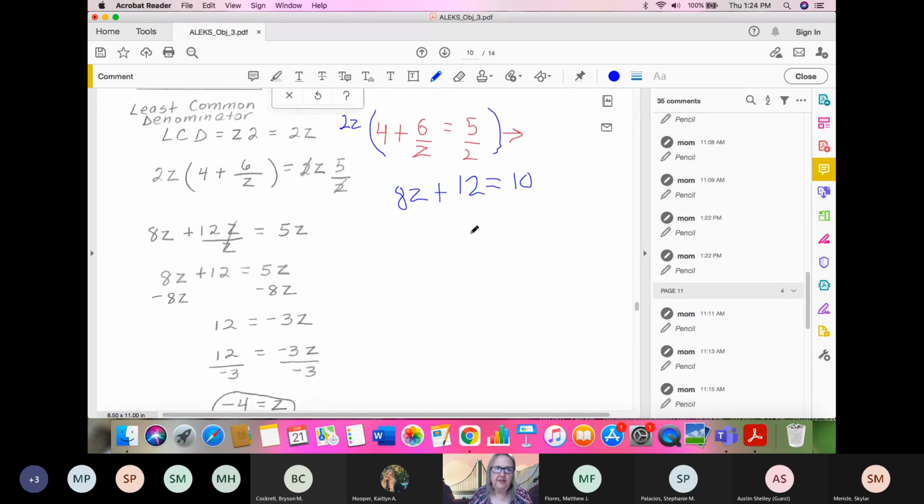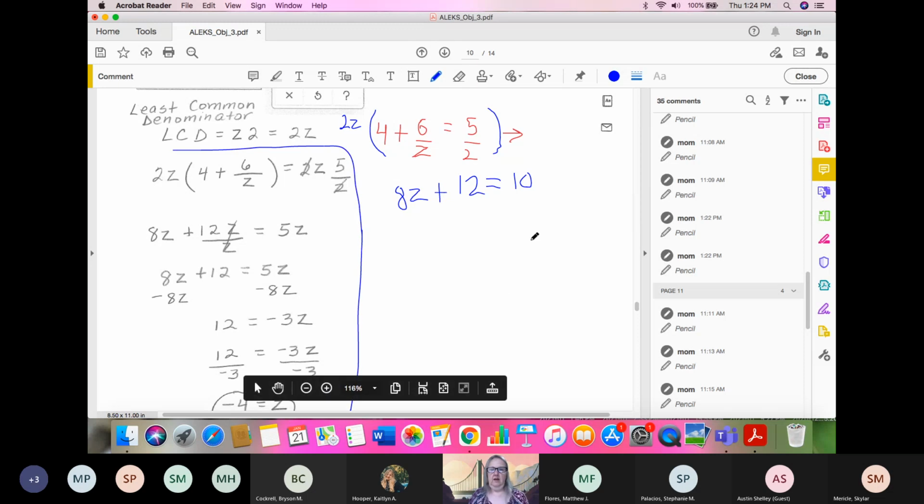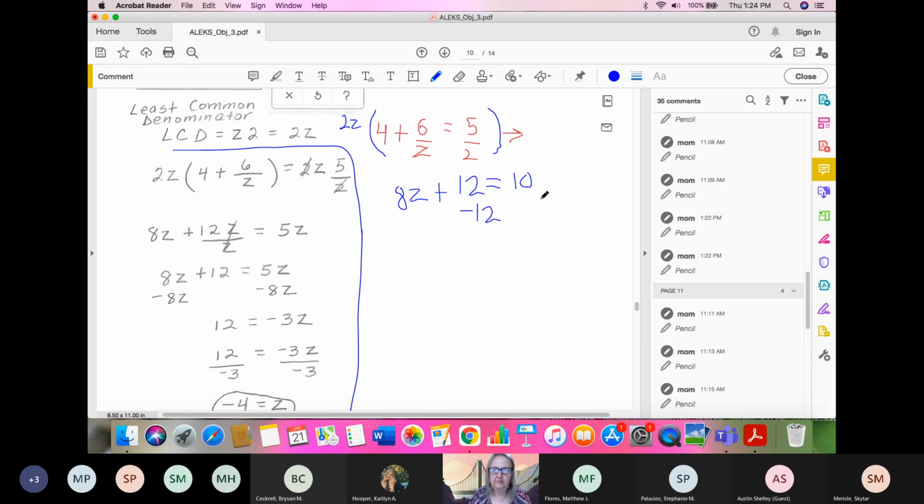Let's just go from here. I think this might be better. Let's look at it from this side. So let's just look at this part of it on this side. Now, what do we want to do? We want to solve for z, obviously, right? So we want to get everything away from this term that involves a z as possible. So let's subtract 12 from both sides.